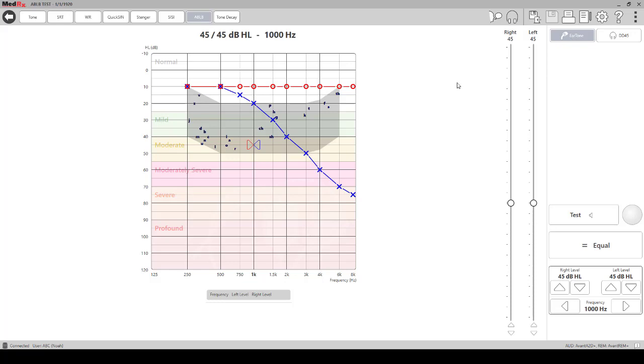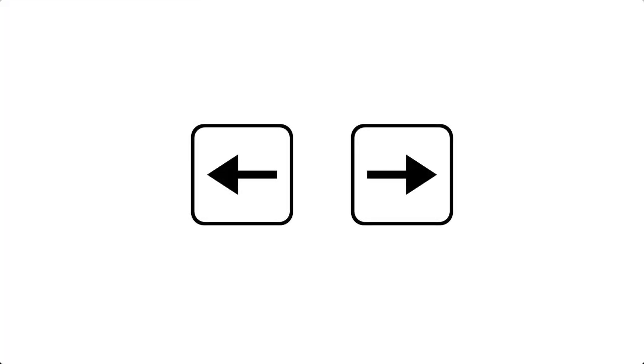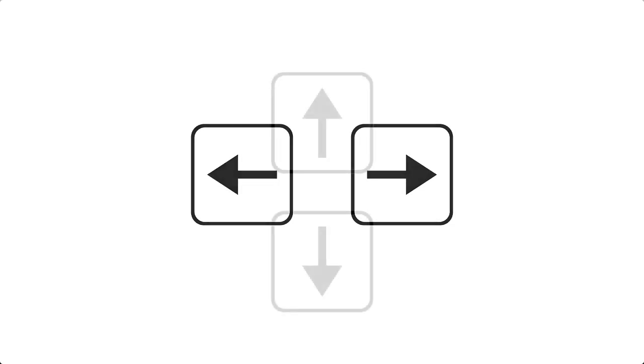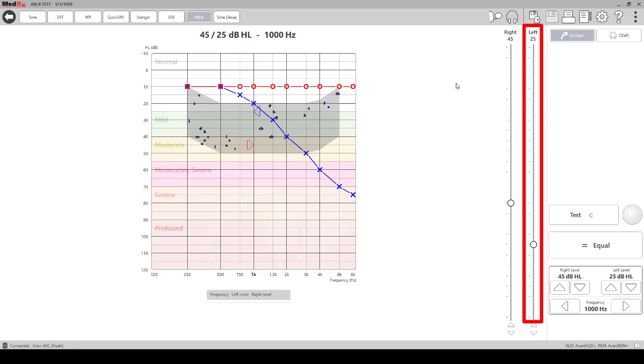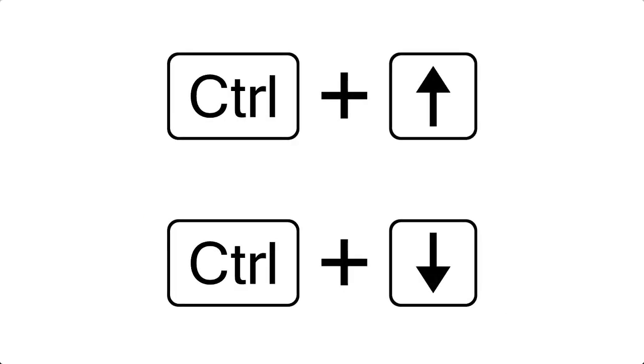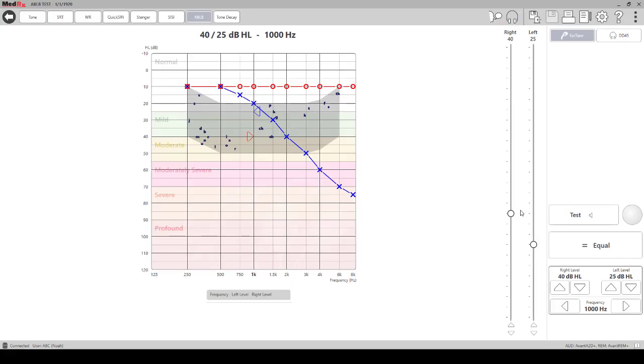So in this case, we want to go to 1000 Hz, and you can use your arrow keys right and left to change the frequency that you want to test. And you can use the arrow keys up and down to change the left intensity level. If you hit Control and use the arrow keys, you will change the right side. You can also use the sliders or the buttons down at the bottom to control each ear individually.